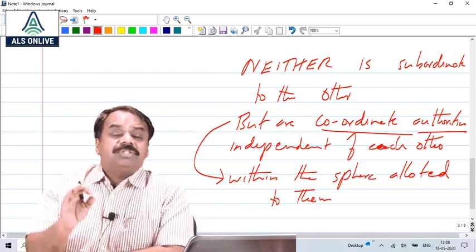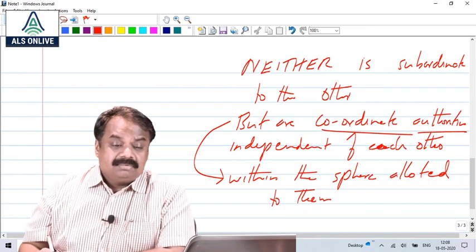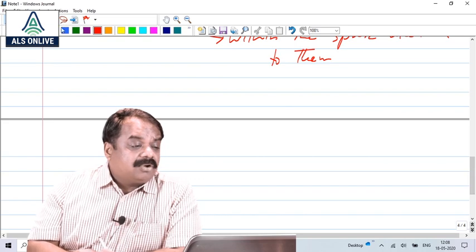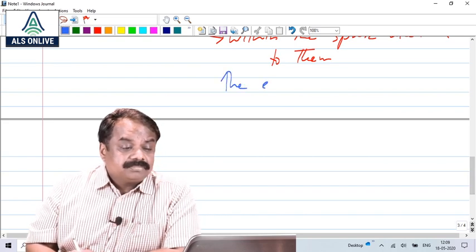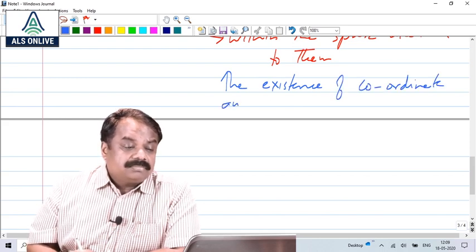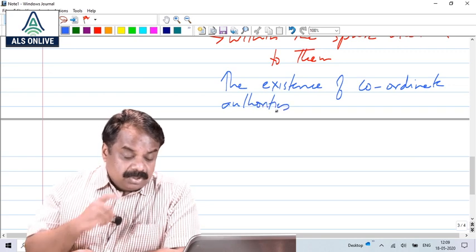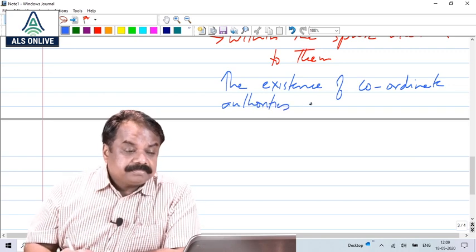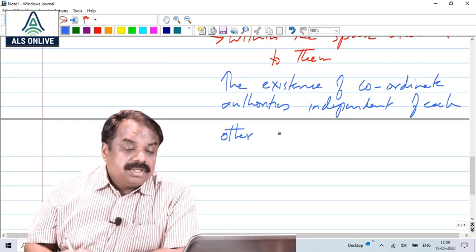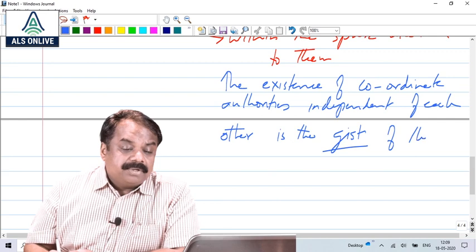So, one line definition once again: the existence of coordinate authorities independent of each other is the gist of the federal principle.